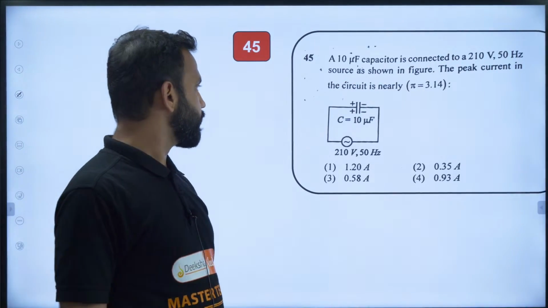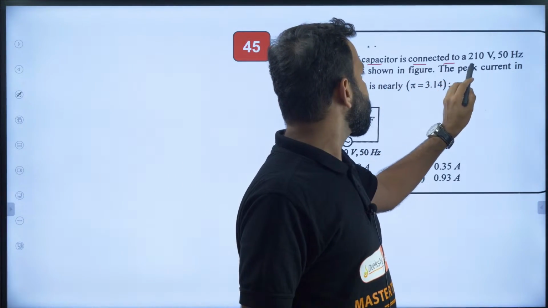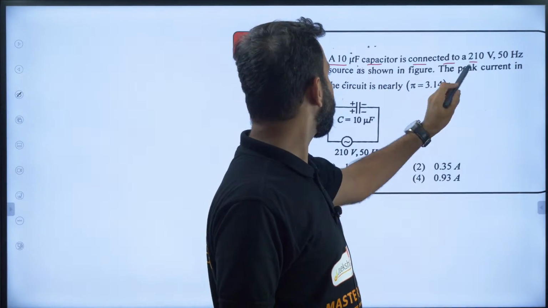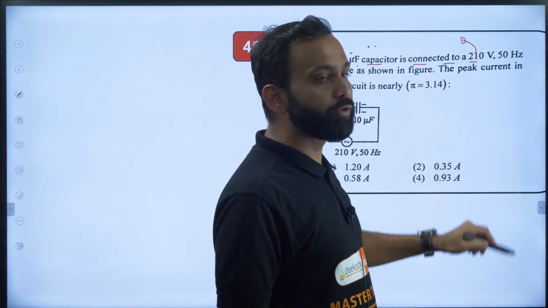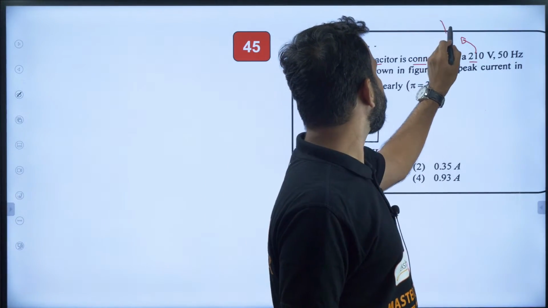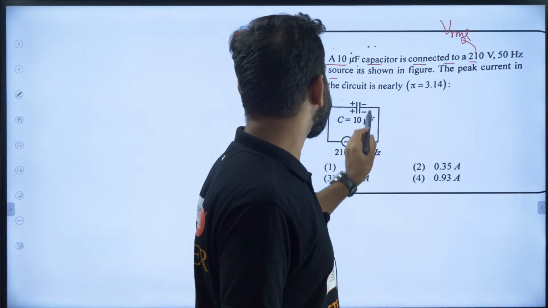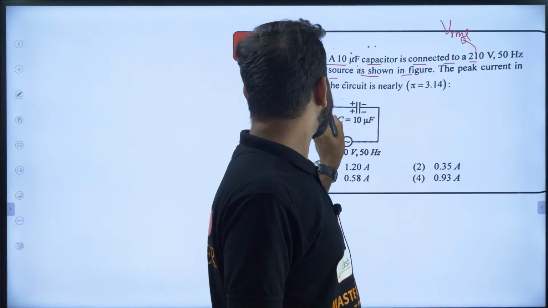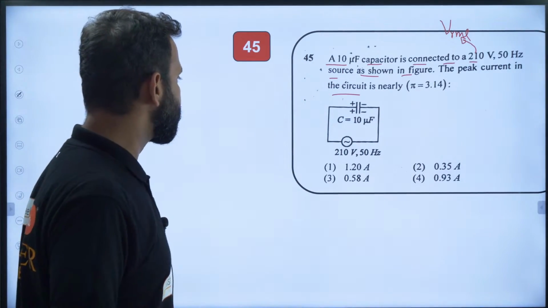Question number 45. A 10 microfarad capacitor is connected to a 210 volt, 50 hertz AC source, as shown in the figure. The peak current in the circuit is nearly? So what is 210 volt, DC voltage or AC voltage? AC voltage, right? That is VRMS, and F is 50 hertz. We need to find the peak current in the circuit.